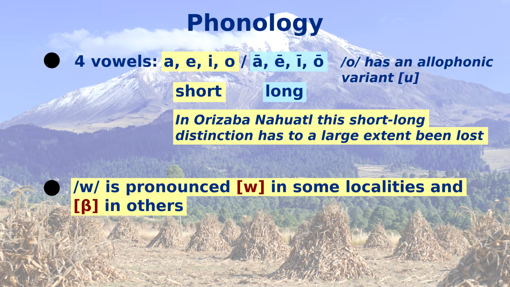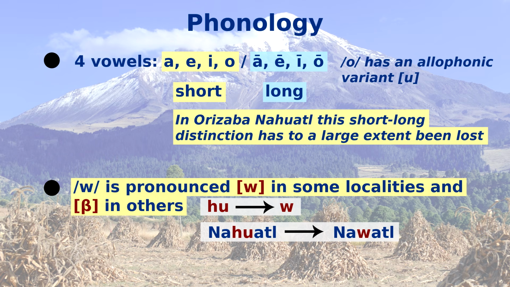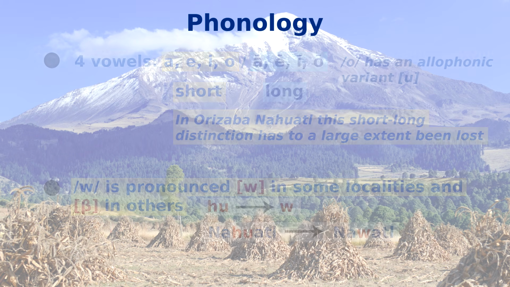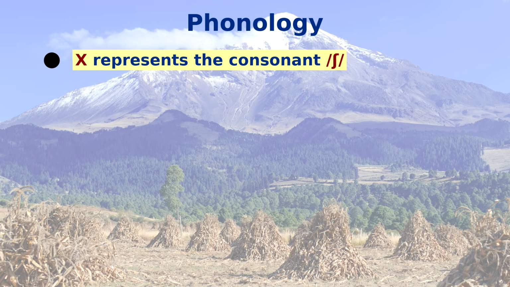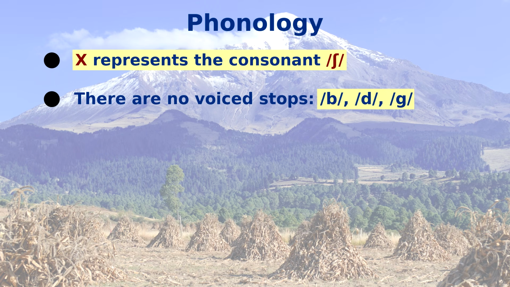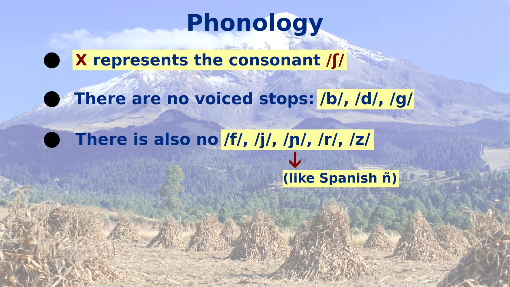The W phoneme is pronounced as W in some localities and V in others, which you might expect to be written as V. So Orizaba Nahuatl often prefers the W spelling over HU, because HU is too far removed from the letter V, which better represents the V pronunciation. The letter X represents the consonant sh, which normally isn't used in Spanish. There are no voiced stops, b, d, or g. There's also no f, y, ny, r, or z.